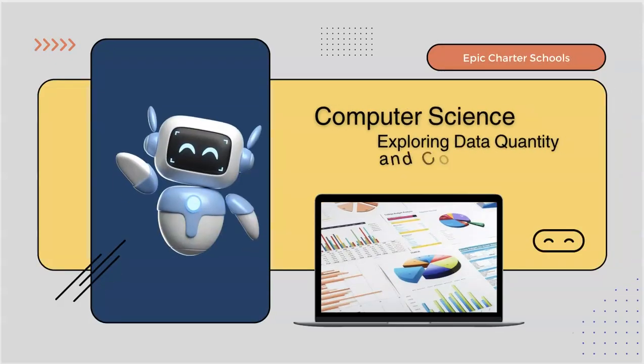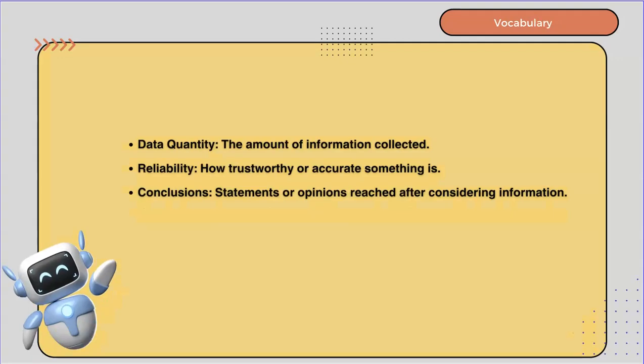Welcome back to your computer science course, Exploring Data Quantity and Conclusion Accuracy. Let's take a look at your vocabulary. Data quantity, the amount of information collected. Reliability, how trustworthy or accurate something is. Conclusions, statements or opinions reached after considering information.